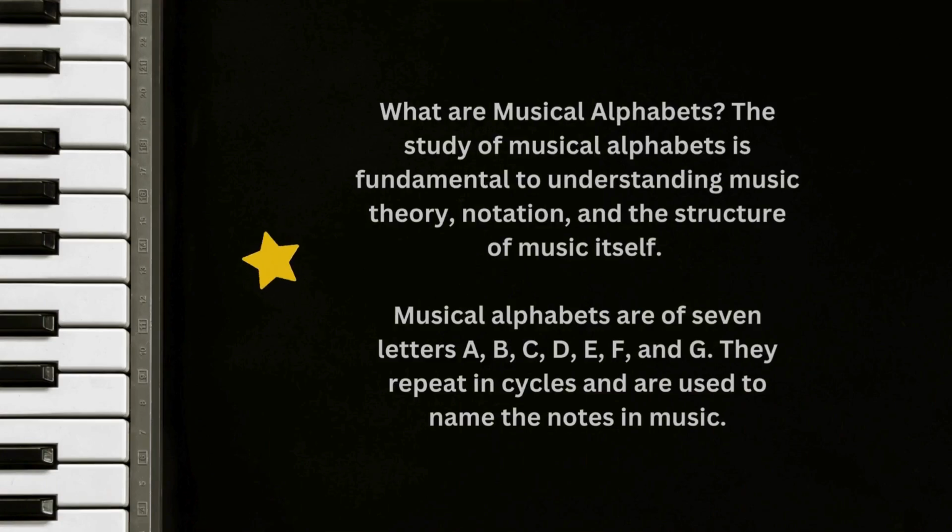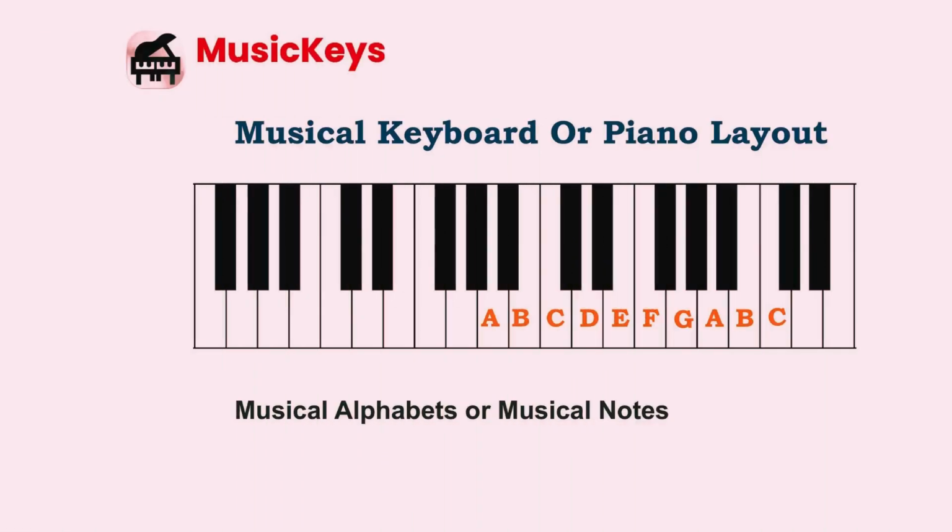The study of musical alphabets is fundamental to understanding music theory, notation, and the structure of music itself. Musical alphabets are of 7 letters A, B, C, D, E, F, and G. They repeat in cycles and are used to name the notes in music.